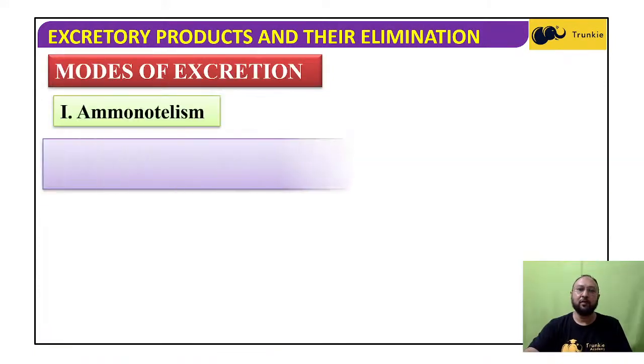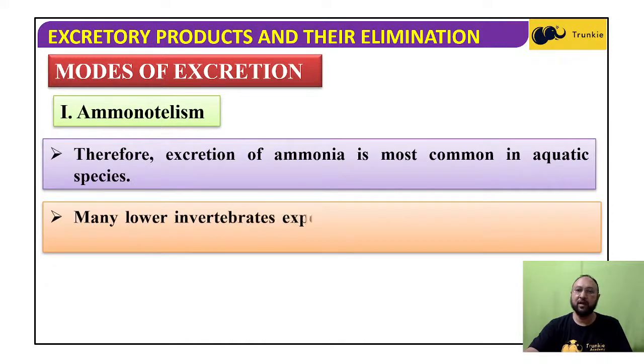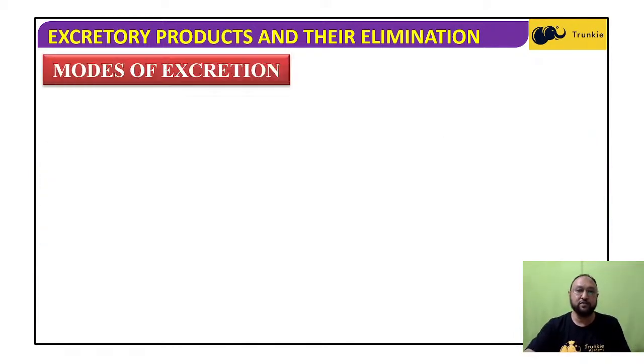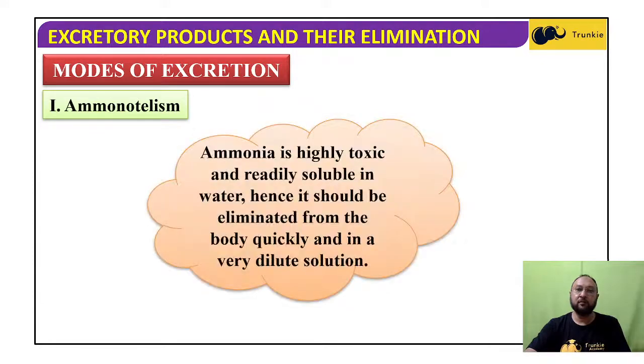Excretion of ammonia is most common in aquatic species. Many lower vertebrates expel ammonia through the body surface by simple diffusion, because they are living in water, and it is easy for them to diffuse the ammonia into the water. Ammonia is highly toxic and readily soluble in water, hence it should be eliminated from the body quickly and in a very dilute solution. Since they are living in a large quantity of water, it's easy for them to diffuse out this very toxic substance.